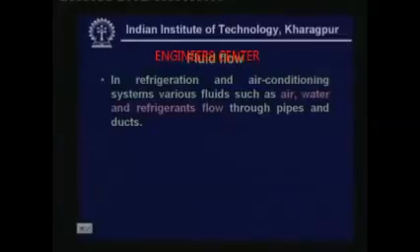Now, these fluid flows are subjected to certain fundamental laws of fluid mechanics. So, in order to understand or in order to design refrigeration and air conditioning systems, one must know the fundamentals of fluid mechanics or fluid flow. Okay. So, that is what is mentioned here.